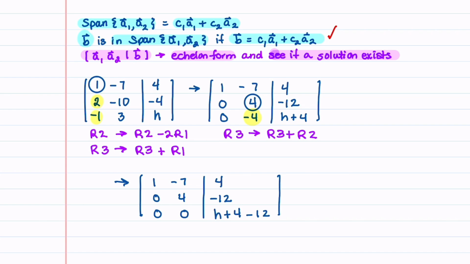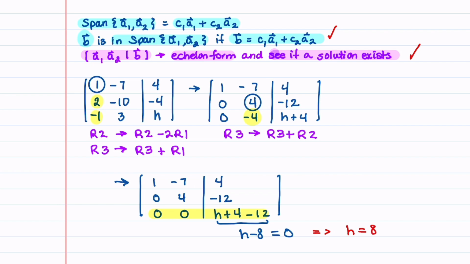Let's go back up here to some of our theory. What we wanted to do is, in order for B to be in the span of A1 and A2, we had to see if this matrix that we just constructed has a solution. So let's come down here and look at our last row. Notice for a solution to exist, we're going to have to force this, which is H minus 8, to be equal to 0. Because we can't have 0 equal to a non-zero number. So this is going to give us a solution that H is going to have to equal 8.